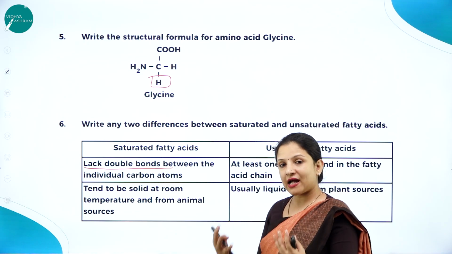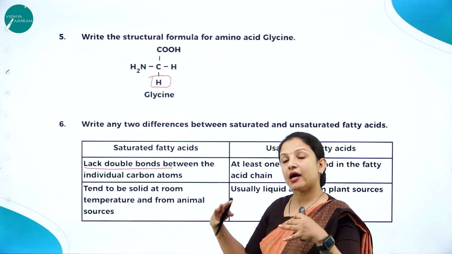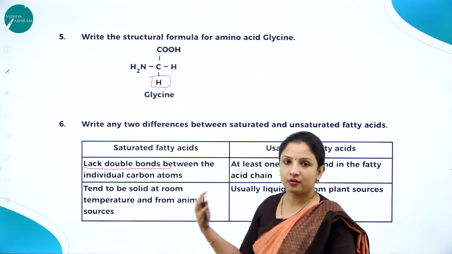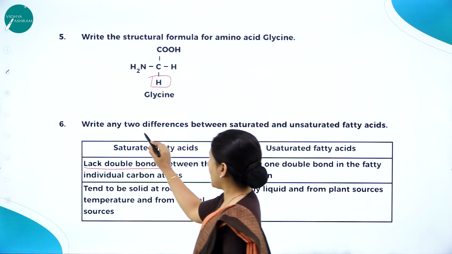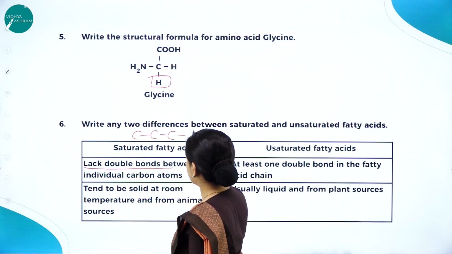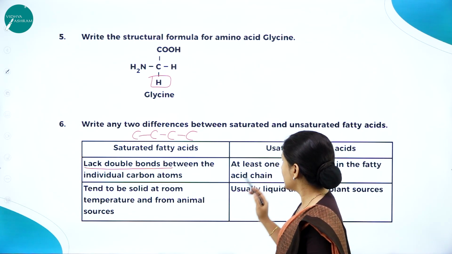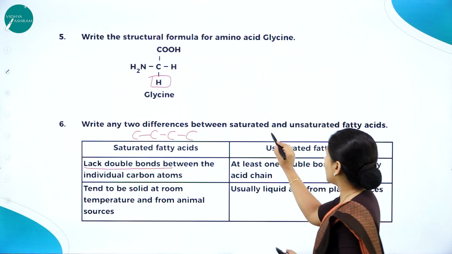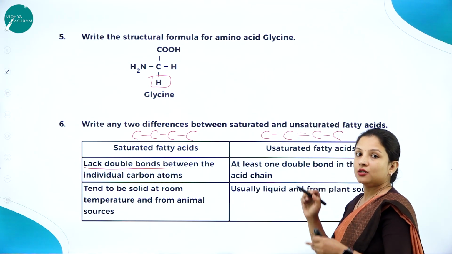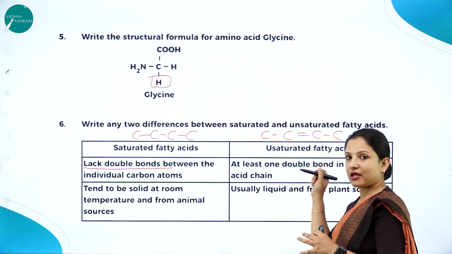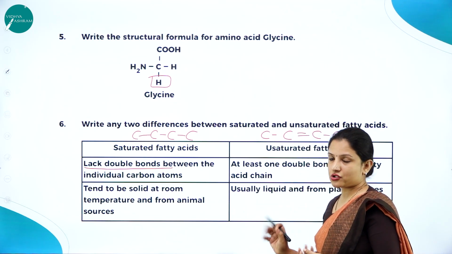So fats are made up of chains of carbon atoms linked either by a single bond or a double bond in between. Now, if they do not have a double bond in between the carbon atoms, like this, without any double bond, then it is a saturated fatty acid. Here, at least one double bond will be present somewhere. So if a double bond comes in between the carbon atoms, or if double bonds are repeated in between the carbon atoms, then it is an unsaturated fatty acid.